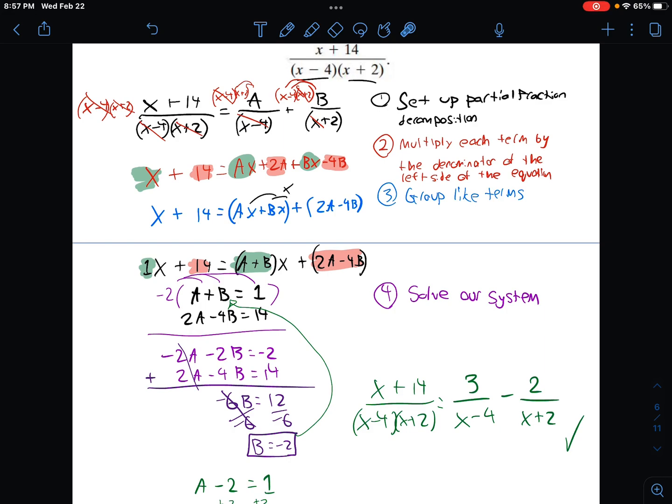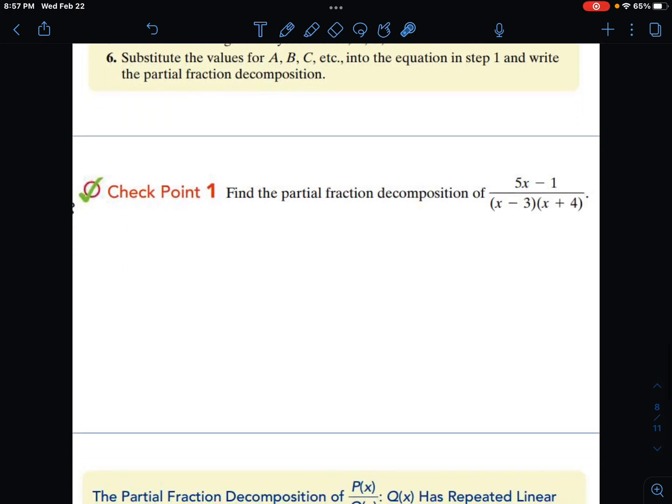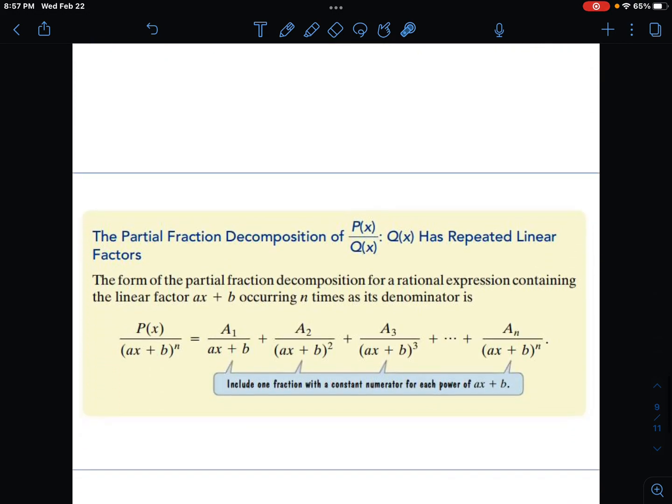It's one of the bigger ones. So I just wanted to make sure you guys know that. What I'd like you to do is please press pause and complete checkpoint number 1 down below. All right. When you're done with it, we're going to talk about what happens when you have repeated linear factors.